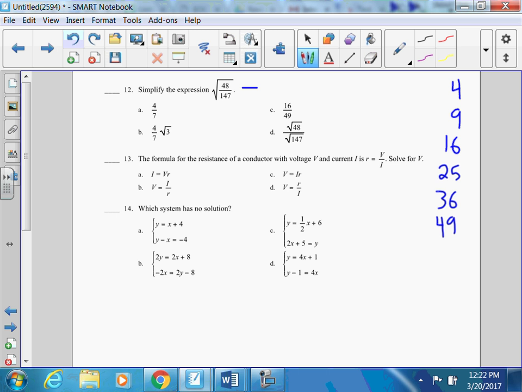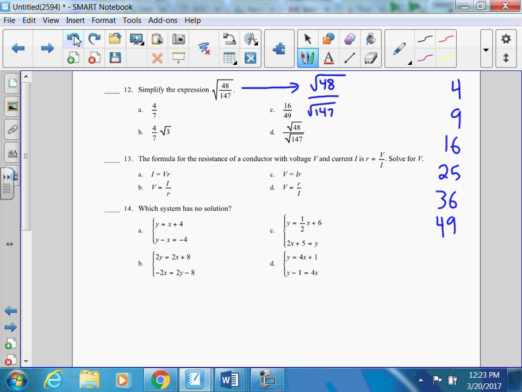Well, first thing is I'm going to just rewrite it as the square root of 48 over the square root of 147. And then I'm going to simplify each of those individually. To do that, you have to look and see which one of these numbers divides into 48 or 147 evenly.